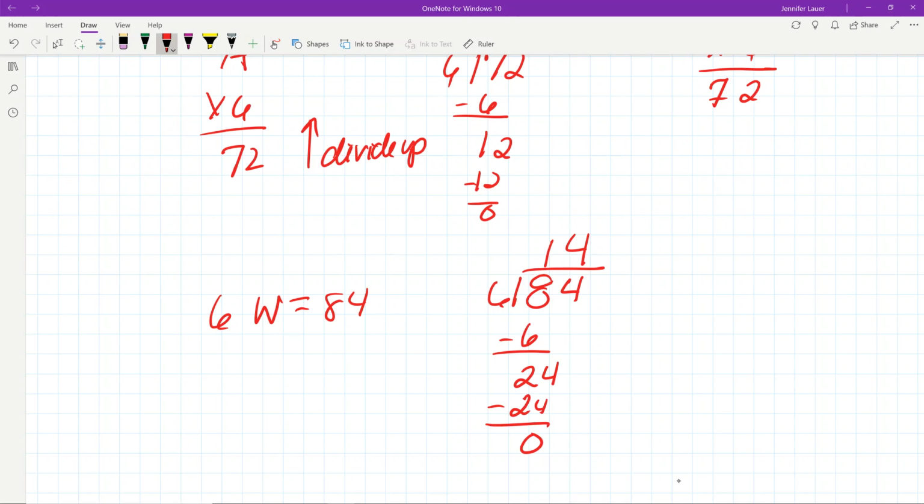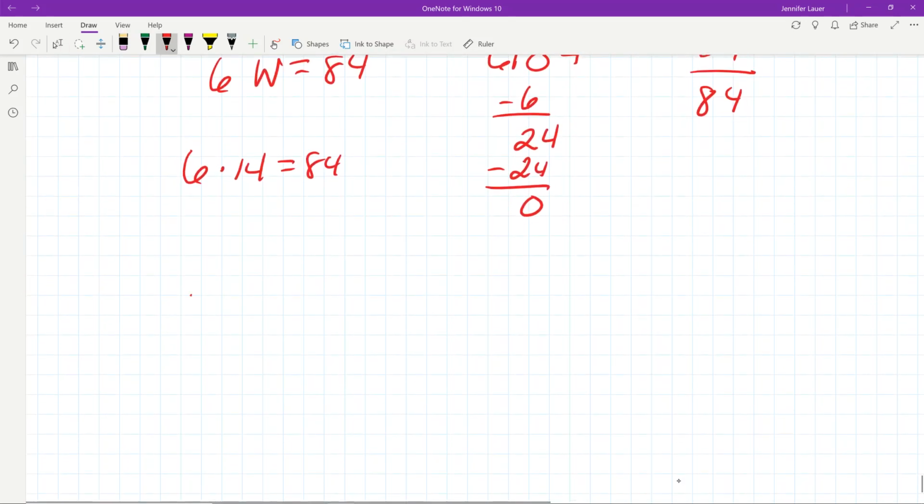Well, let's check it and see if this works. This is 6 times 14. So let's see. 4 times 6 is 6, 12, 18, 24. Put down the 4, carry the 2. That would be 6 plus 2 more, and it works. So 14 is equal to W.